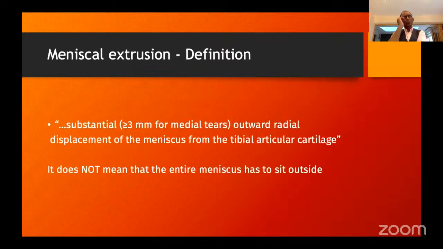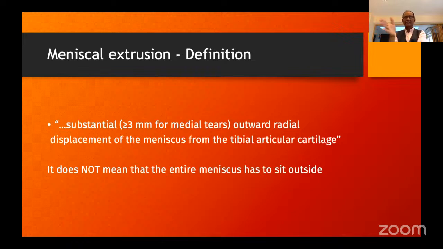So extrusion, I've just mentioned that the meniscus gets pushed out. What does meniscal extrusion mean? What is the definition? The definition is that any movement of the meniscus medially or laterally away from the edge of the tibia by more than 3 millimeters is extrusion. Okay, this is important to note, especially for the young doctors.